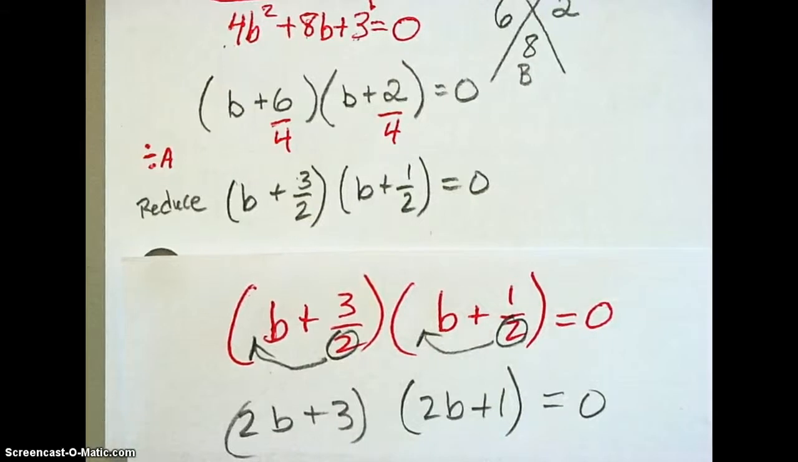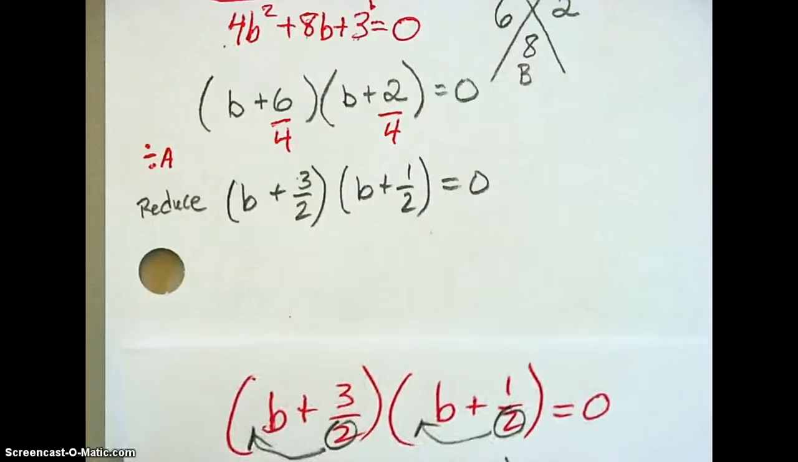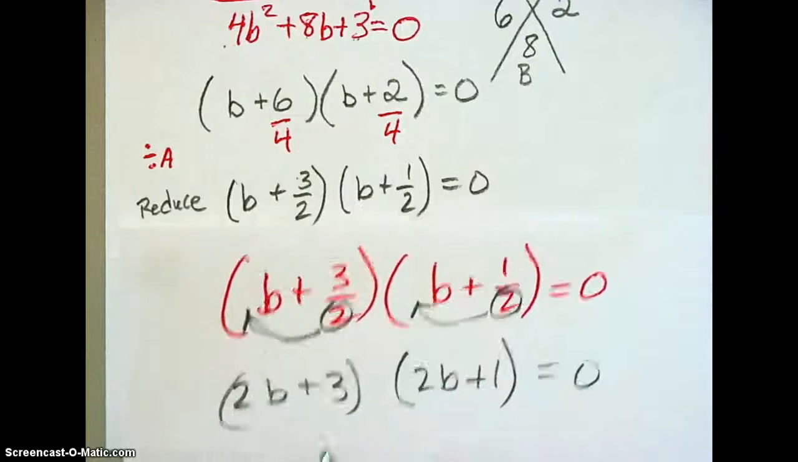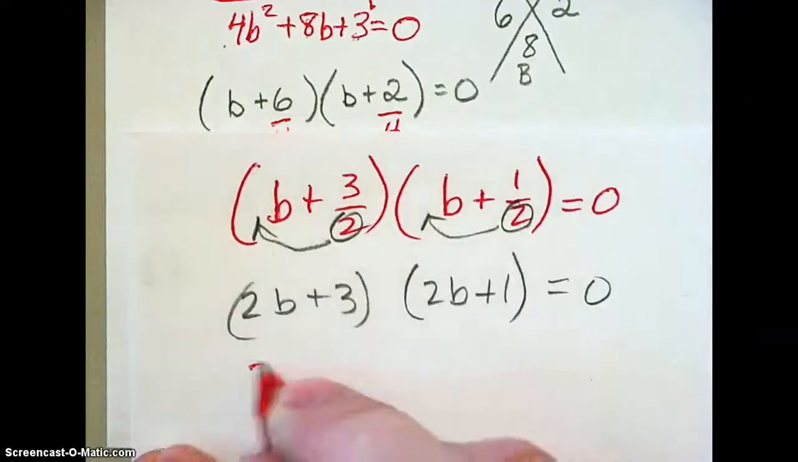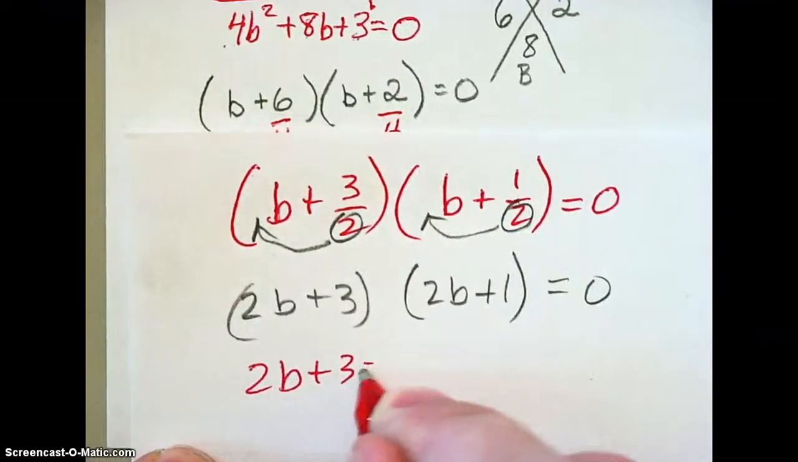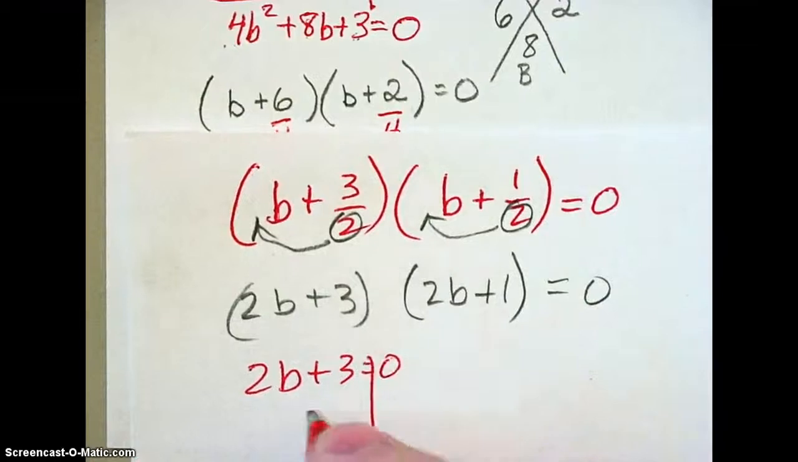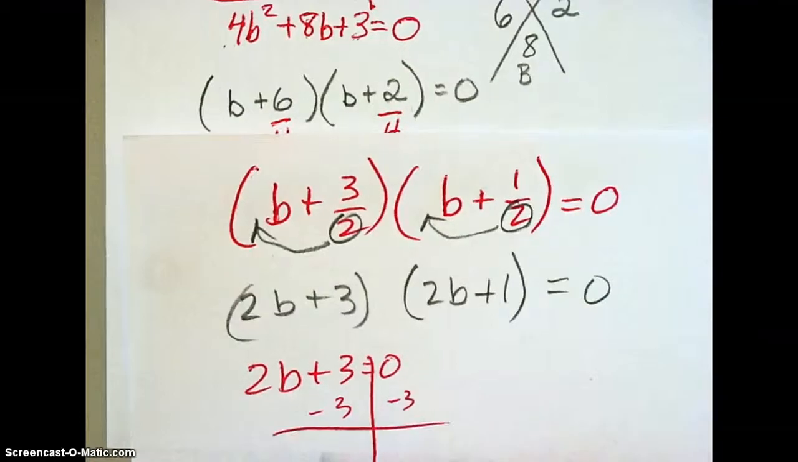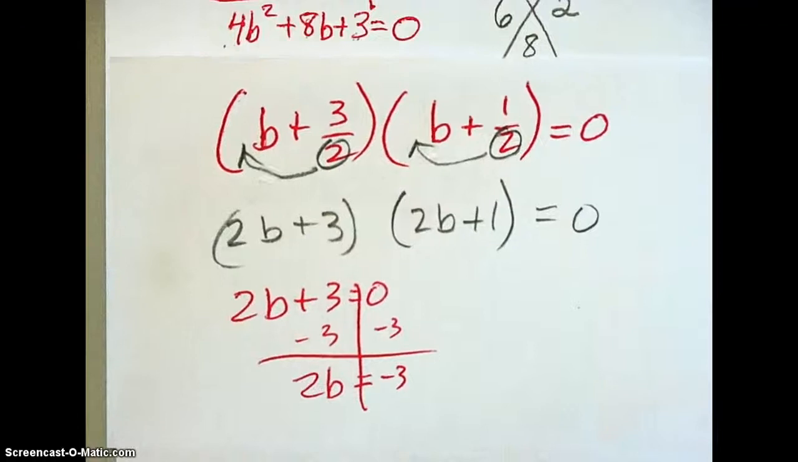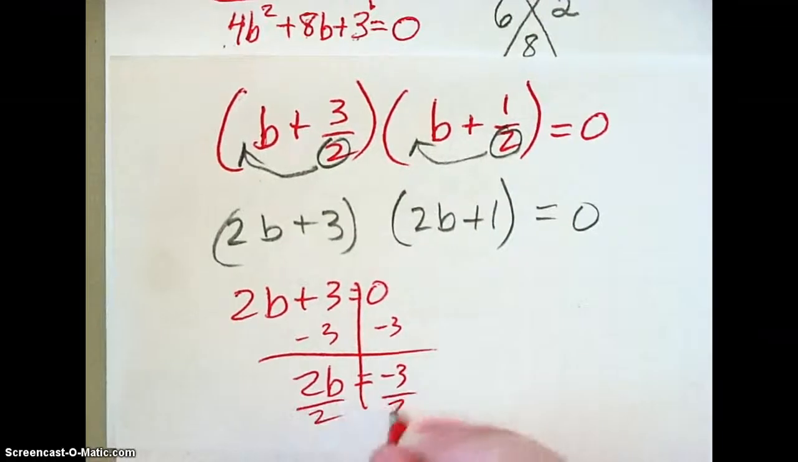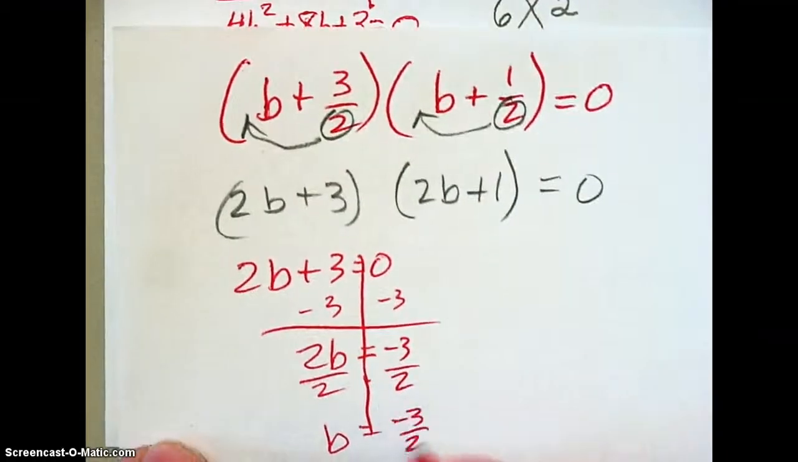Okay. Well, there's a shortcut. If we said 2b plus 3 equals 0, we solve it. We subtract 3. We get 2b equals negative 3. And then what do we do? We divide by 2. So 1b is negative 3 halves. Right? Everyone get that?